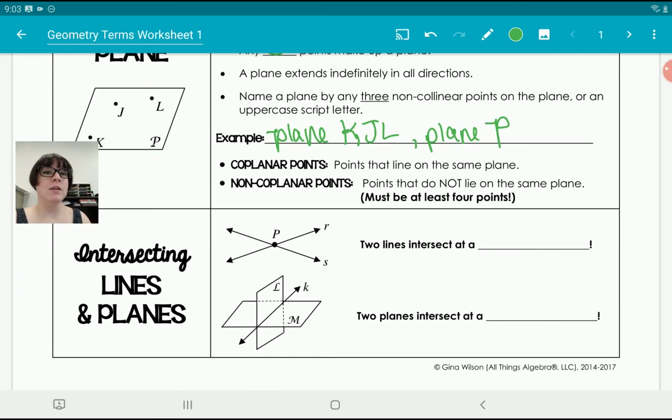And then on the bottom of this page, we have intersecting lines and planes, and that's just 2 lines that meet at some point and 2 planes that meet at a place.